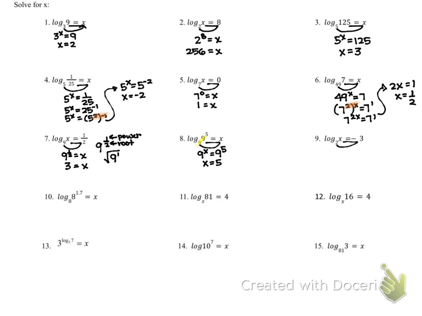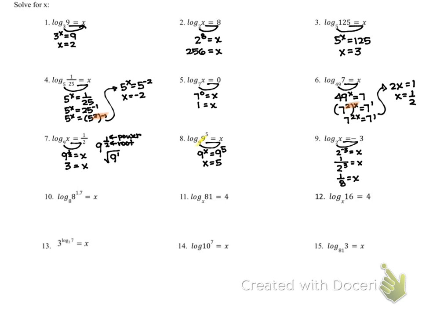Okay, let's keep going. So 2 to the negative 3 power is equal to x. Well, that's 1 over 2 to the positive 3 power. 1 over 2 to the positive 3 power is 1/8. So just a little bit of review of fraction exponents, negative exponents, that type of stuff.